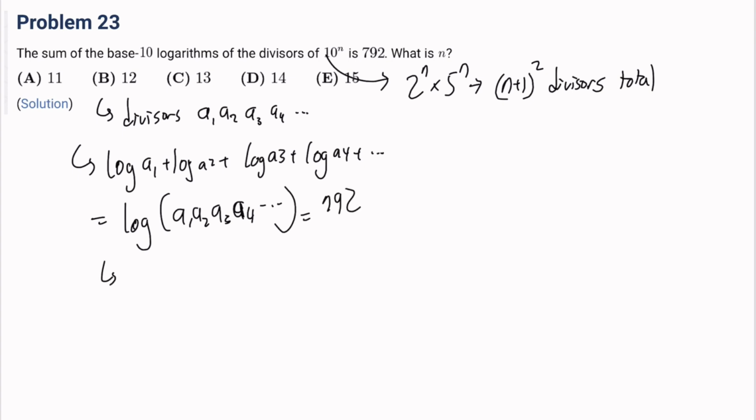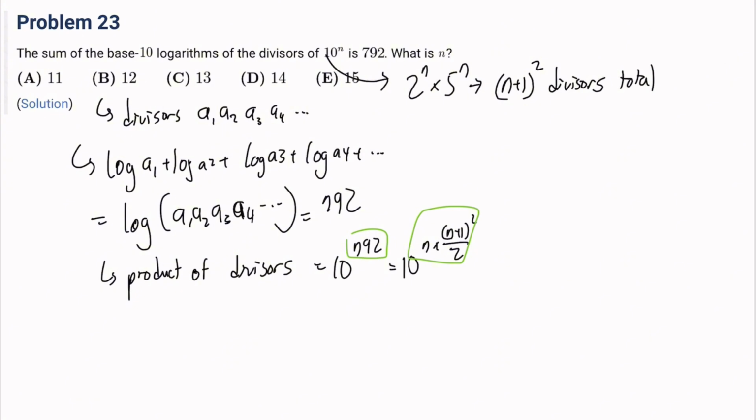And so this means that the product of our divisors is going to be equal to 10 to the 792 power, but then this is always equal to this number, which is 10 to the nth power, this times this over 2, right? n plus 1 squared over 2, right? And so that means this and this are equal. So n times n plus 1 squared over 2 equals 792.